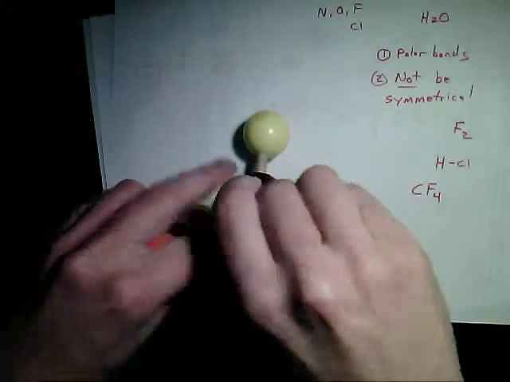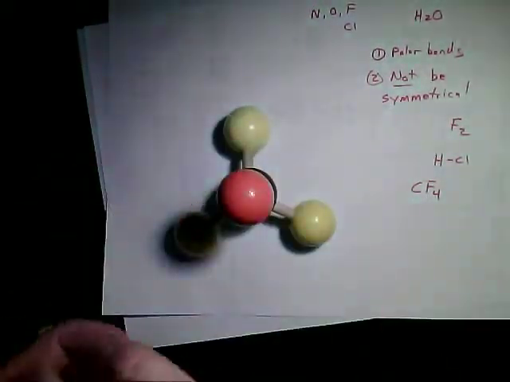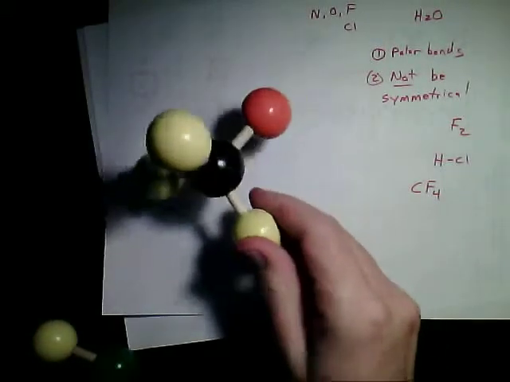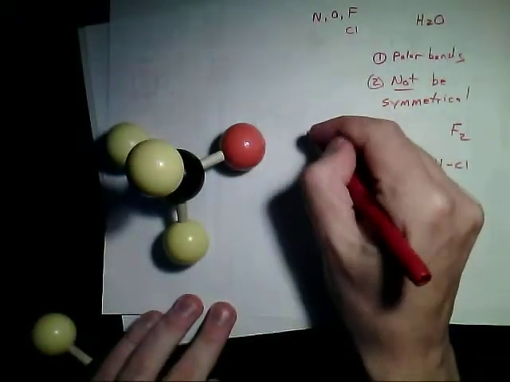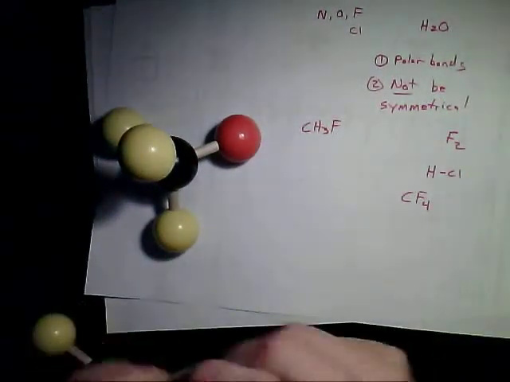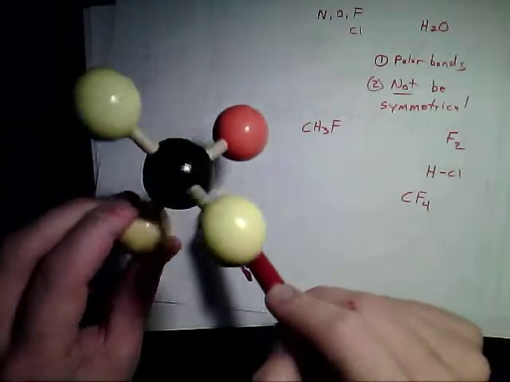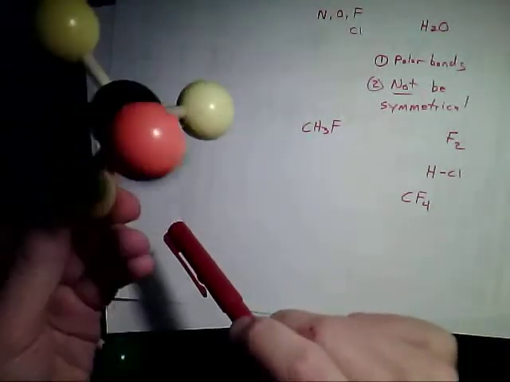Now if we change this up just a little bit and swap out a couple of our pieces, if you give me just a moment. I'm going to make a different molecule, like let's say that one, and let's say that that's CH3F. These yellow ones will be the hydrogens, the F will be the fluorine. So this molecule is going to be polar.